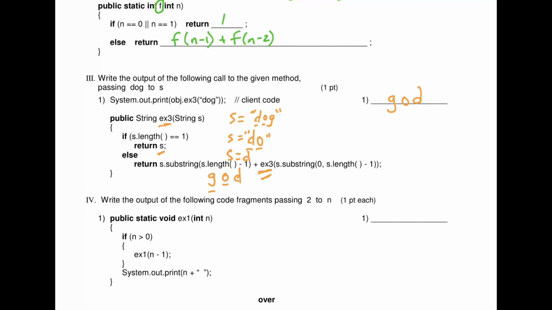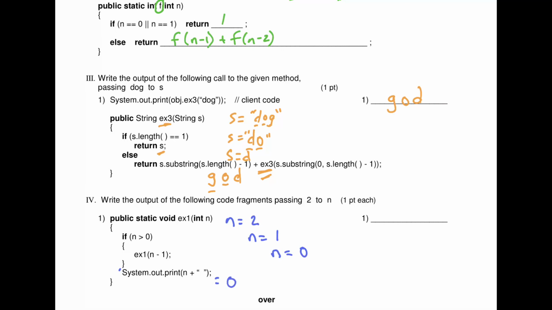All right, part 4. Write the output of the following code fragment passing 2 to n. So n equals 2. All right, if n is greater than 0, it is. Then we're going to run the method again. So now n equals 1, since 2 minus 1 is 1. N is still greater than 0, so we're going to do the method again recursively. N equals 0. Now this is not greater than 0 anymore, so we can end this code, which means we're going to print out 0.